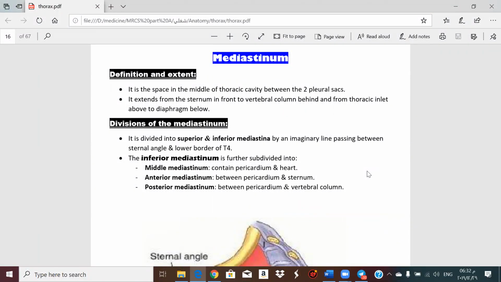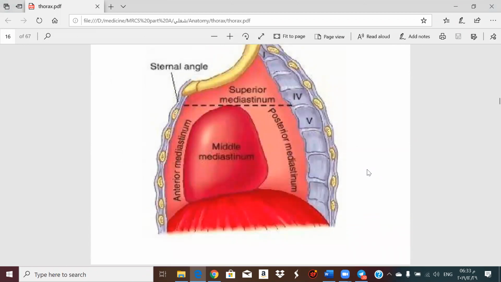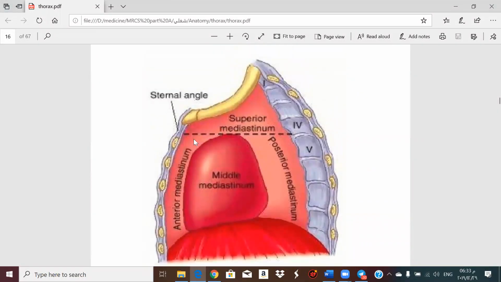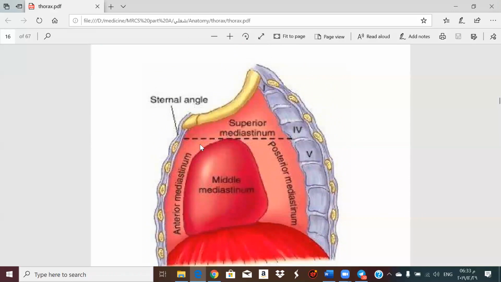Mediastinum is very important, and it is important to understand it. This is the thorax. We will take an imaginary line from the sternal angle to the junction between T4 and T5. We will divide the thorax into an upper part and a lower part by an imaginary line between the sternal angle and T4 and T5 posteriorly.